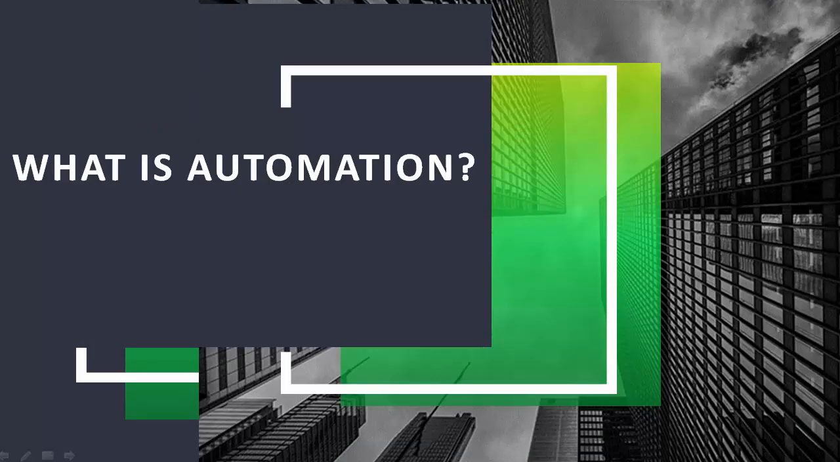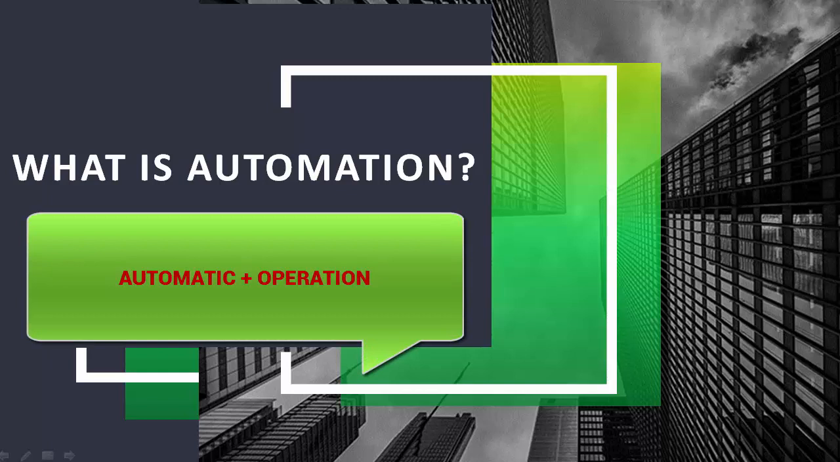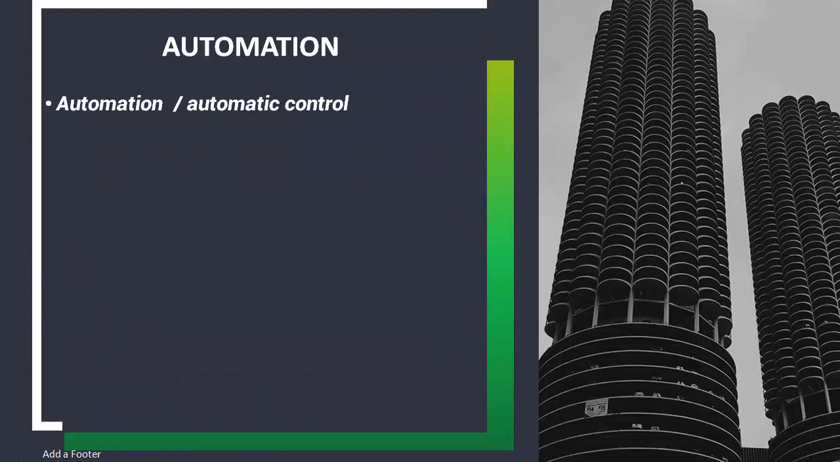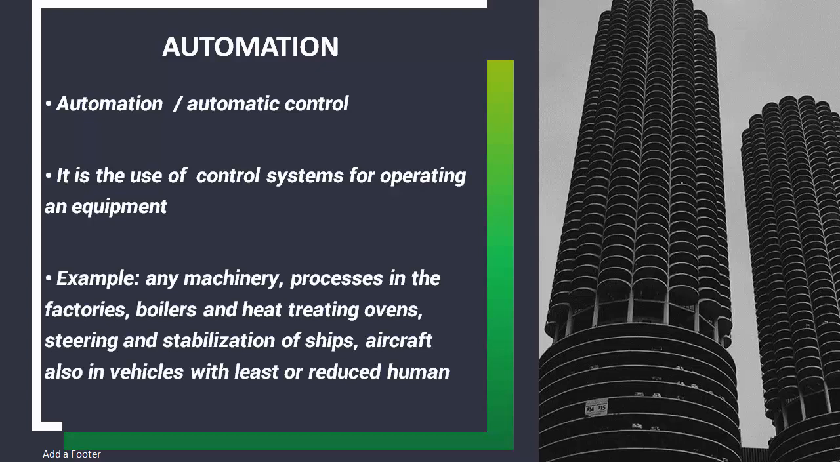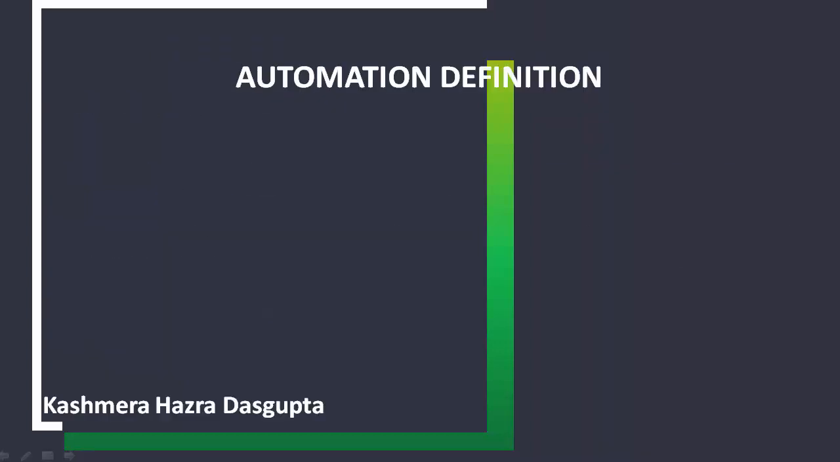What is automation? This word is basically divided into two parts: automatic plus operation, that is automation. So automation is your automatic control, right? It is the use of control systems for operating any equipment. For example, it can be used for any machinery, in process industries, in food processing industries. It can be used in boilers, heat treating ovens, steering and stabilizing of ships, aircraft, also in vehicles with least or reduced human intervention.